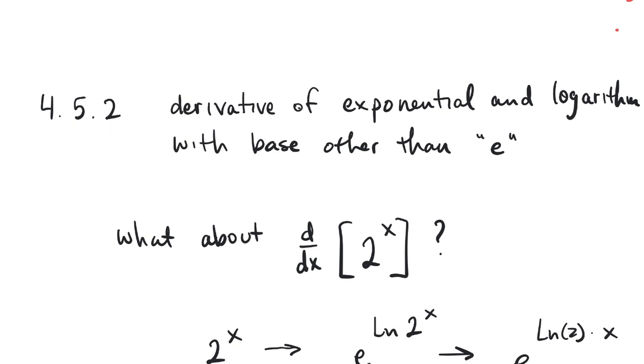So 4.5.2, we've been doing derivatives of base e logarithms and exponentials, so now we're going to look at exponential expressions that have a different base, like base 2 or base 5. So this question we need to think about: what is the derivative of 2 to the power of x? Because remember the rule, the derivative of e to the power of x is just e to the x. But it's not the same when it's 2 to the x or anything else besides e to the x.